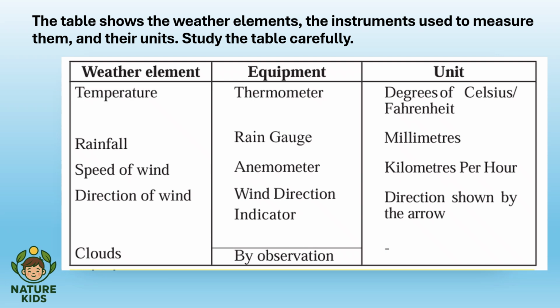Weather element: rainfall. Equipment: rain gauge. Unit: millimeters. Weather element: speed of wind. Equipment: anemometer. Unit: kilometers per hour. Weather element: direction of wind. Equipment: wind direction indicator. Unit: direction shown by the arrow. Weather element: clouds. Equipment: by observation. Unit: there's no unit.